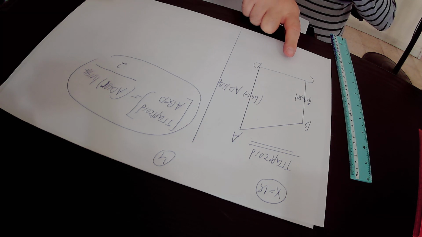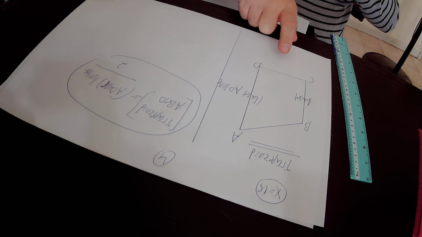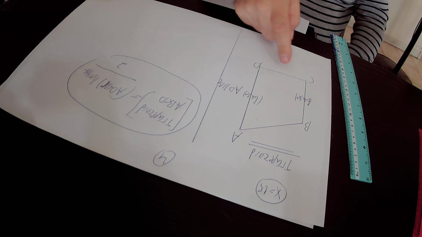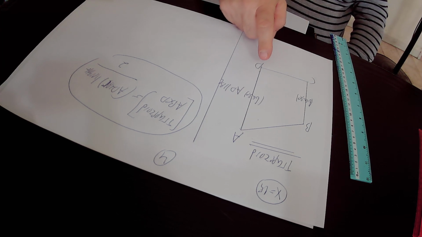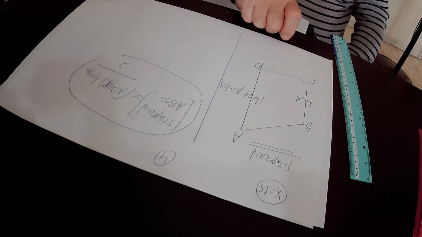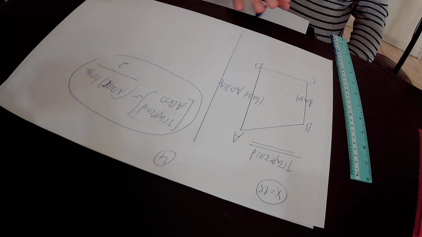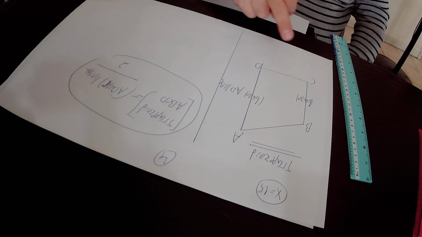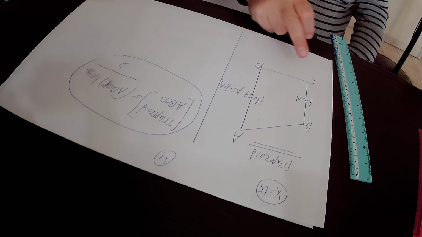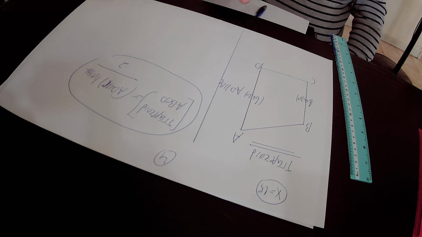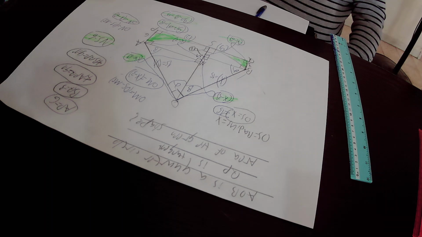But if CD doesn't create 90 degrees with the two bases, we just draw a perpendicular on BC, and the perpendicular on BC will also be perpendicular to AD. Why? Because AD is parallel to BC, and the perpendicular will be the height to the base. In conclusion, we found out that the area of trapezoid ABCD, which could be any trapezoid, equals the sum of its bases, AD plus BC, times the height over 2. The height to the base must create 90 degrees with the two bases. Okay?